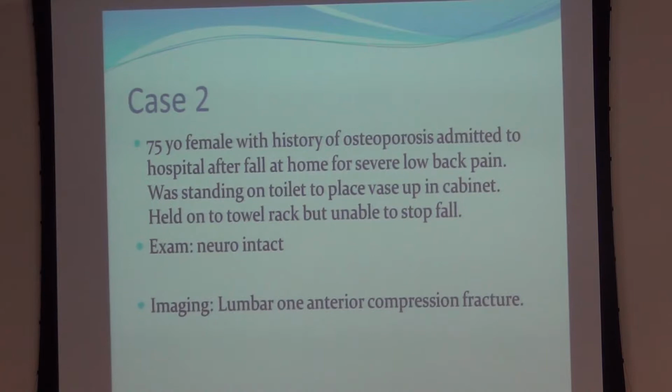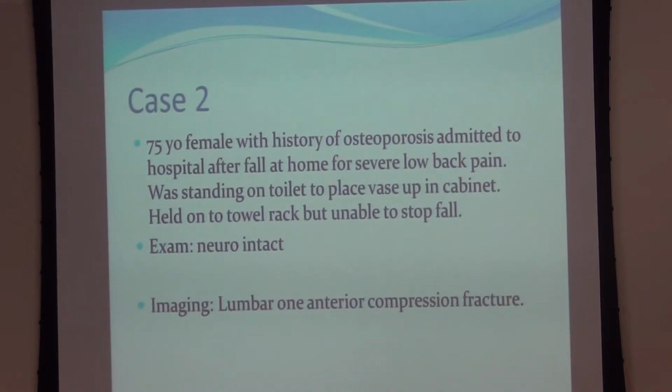This is another case. This was a 75-year-old female with a known history of osteoporosis. She was admitted to the hospital after a fall at home with severe back pain. She describes standing on her toilet, putting a vase up in a cabinet. She lost her balance and tried to grab one of the towel racks. It stopped her fall somewhat, but she probably fell from a height of maybe 3 feet, where her butt landed on the floor. So not a big injury.